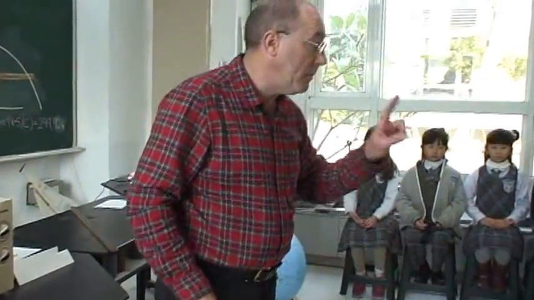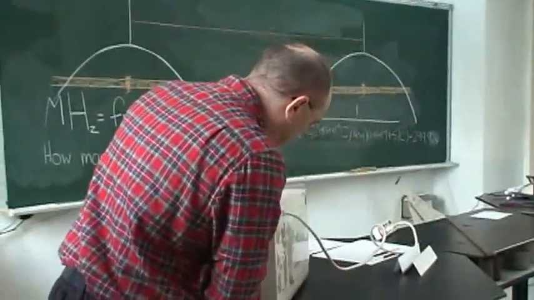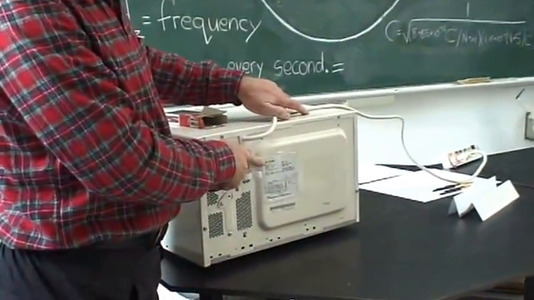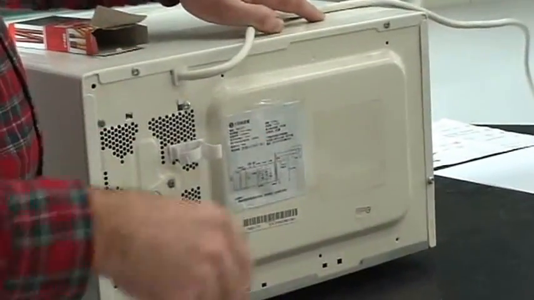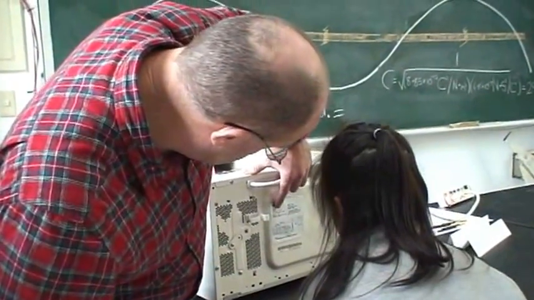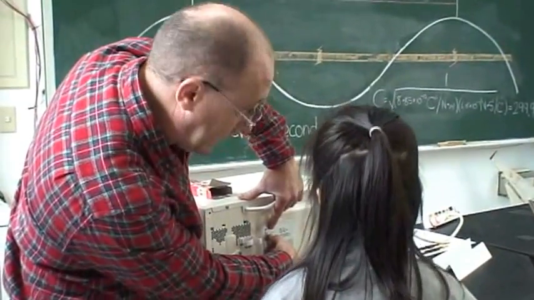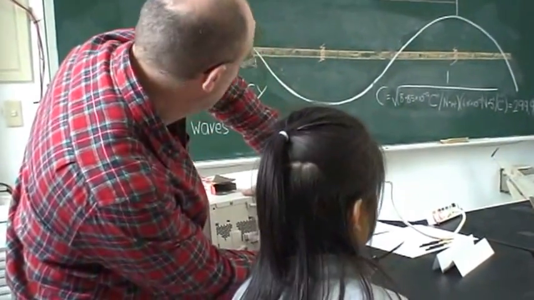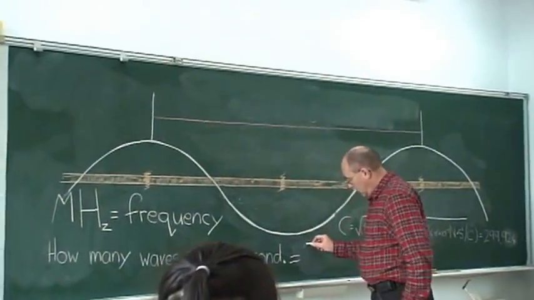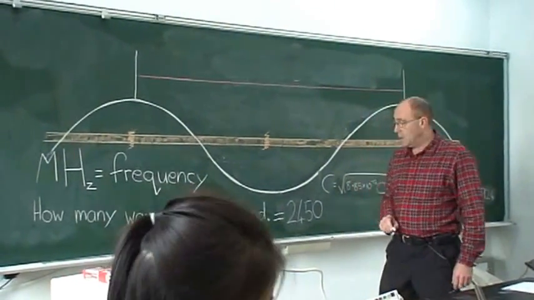If you want to see how many every second, look on the back of your microwave here. Now I want somebody to come and read this number, please, so we can hear. What does it say? Can you read this number? 2, 4, 5, 0. Now I want you to say that again. 2, 4, 5, 0. Thank you very much. You can sit down.